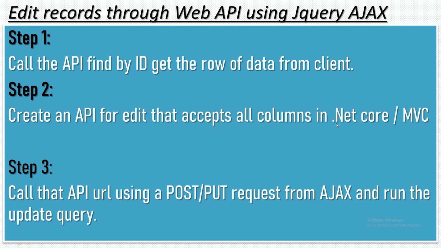That will accept all the columns as parameters, and we are going to fetch that from the client side using jQuery AJAX. So calling the API URL using post or put request from AJAX and run the update query. After making the changes, we ran the update query and we should get the result.